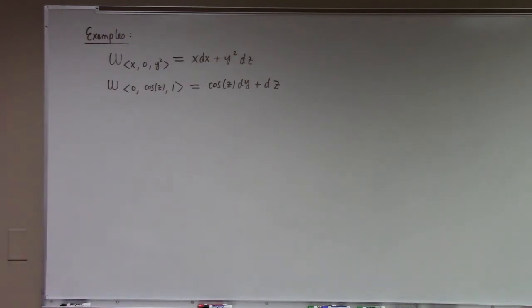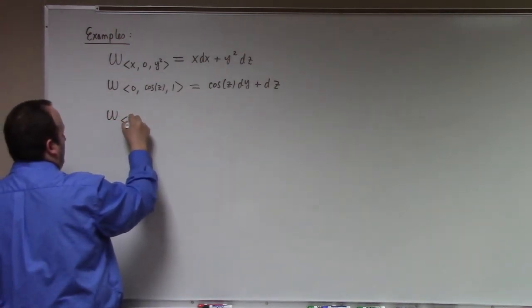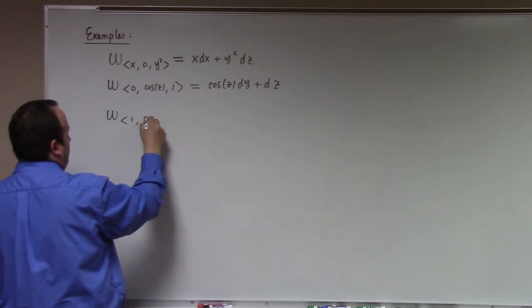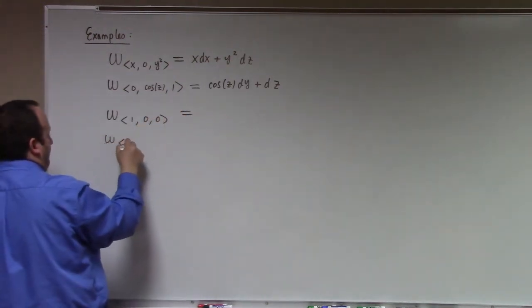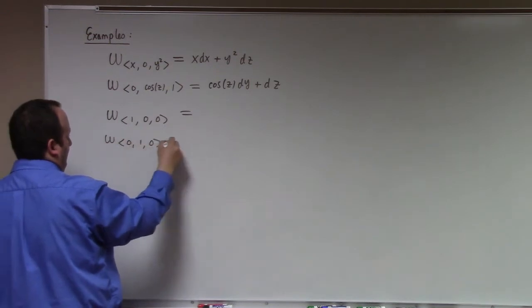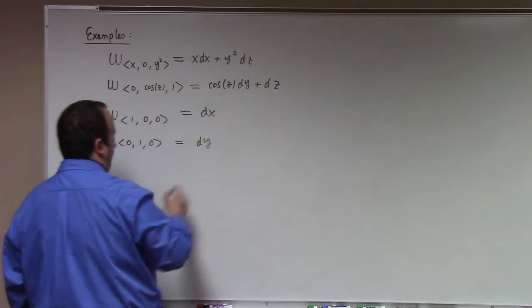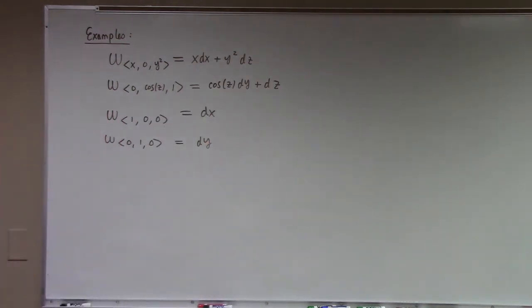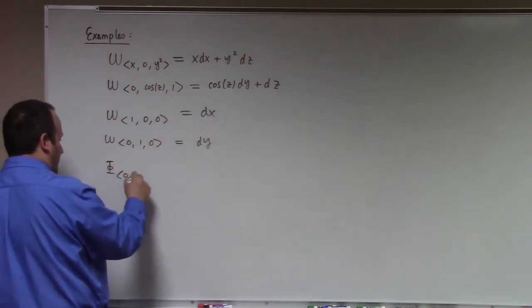But let me make it a little bit simpler for a second here. The work form of, let's say, 1, 0, 0 would be what? Yeah, this would be dx. This would be dy. Keeping with my list of examples, what's the flux form of 0, 0, 1?